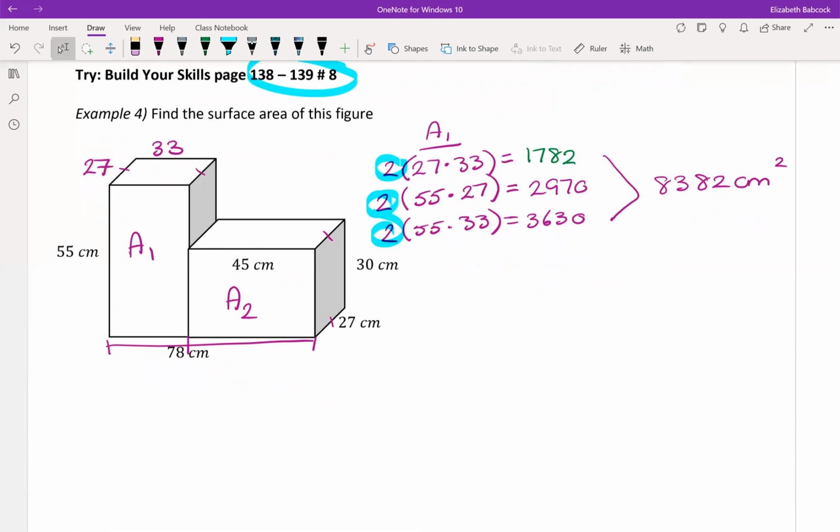Okay, I'm going to assume that you have paused the video, finished that question, and are just checking to see if you are doing it correctly. So area 2.